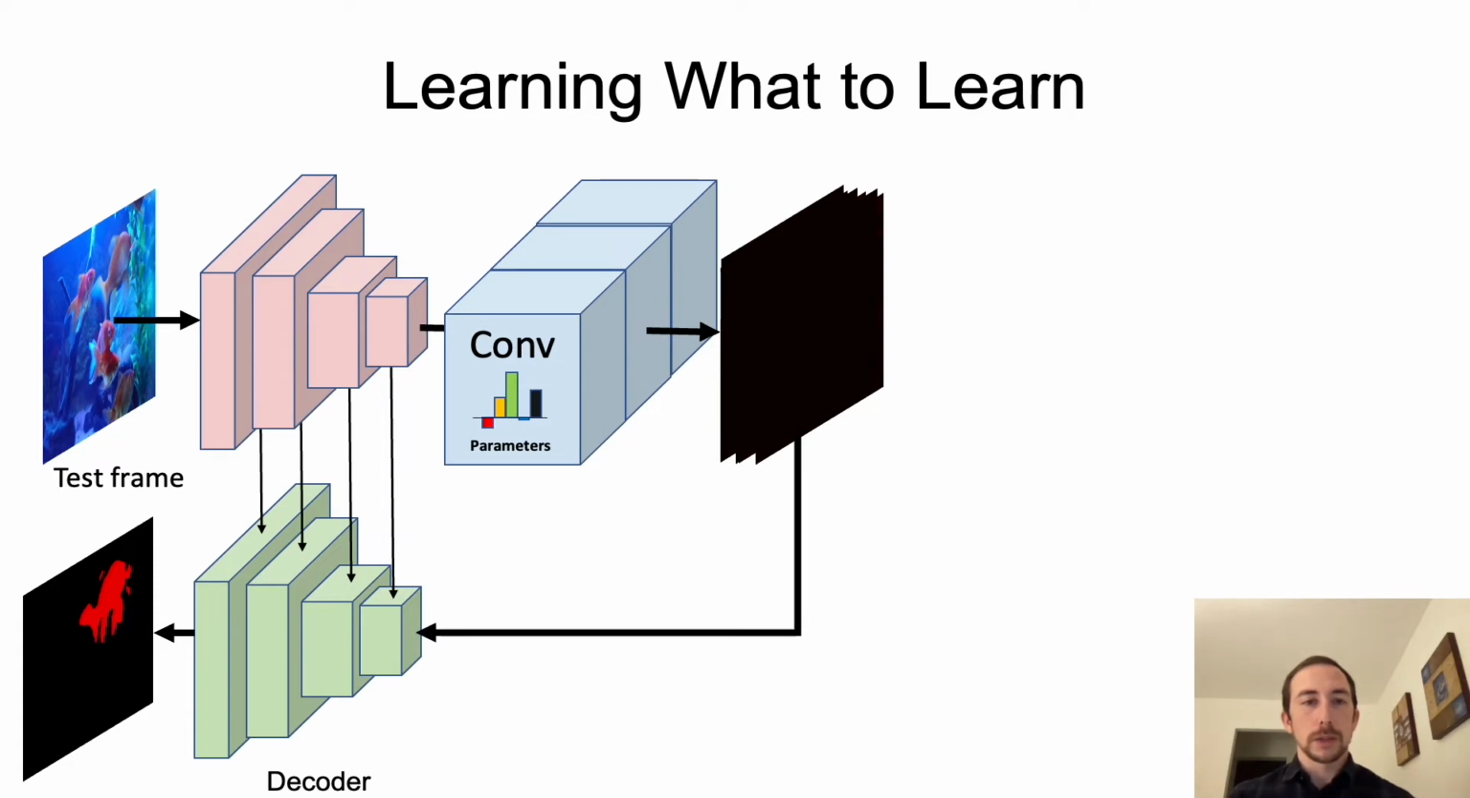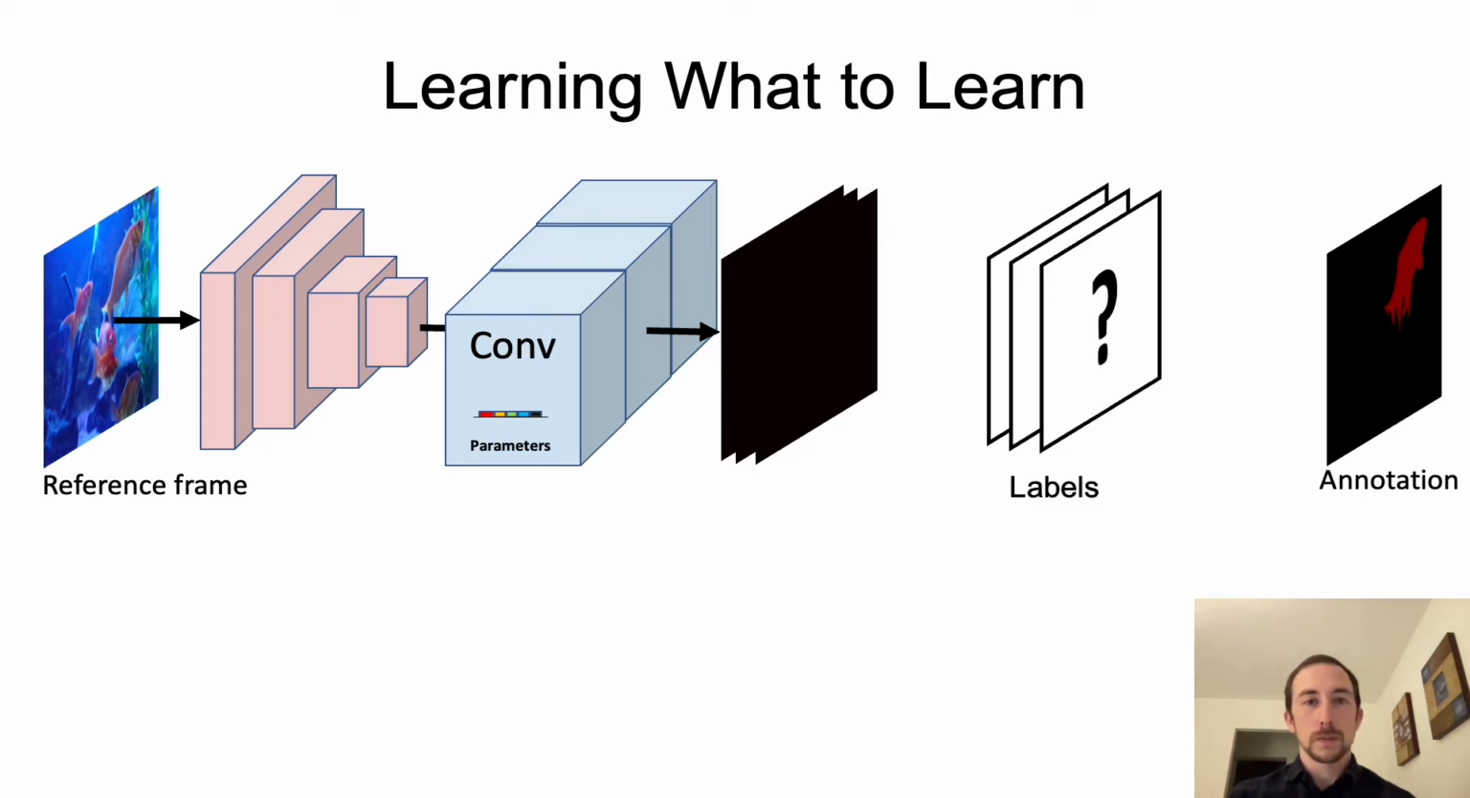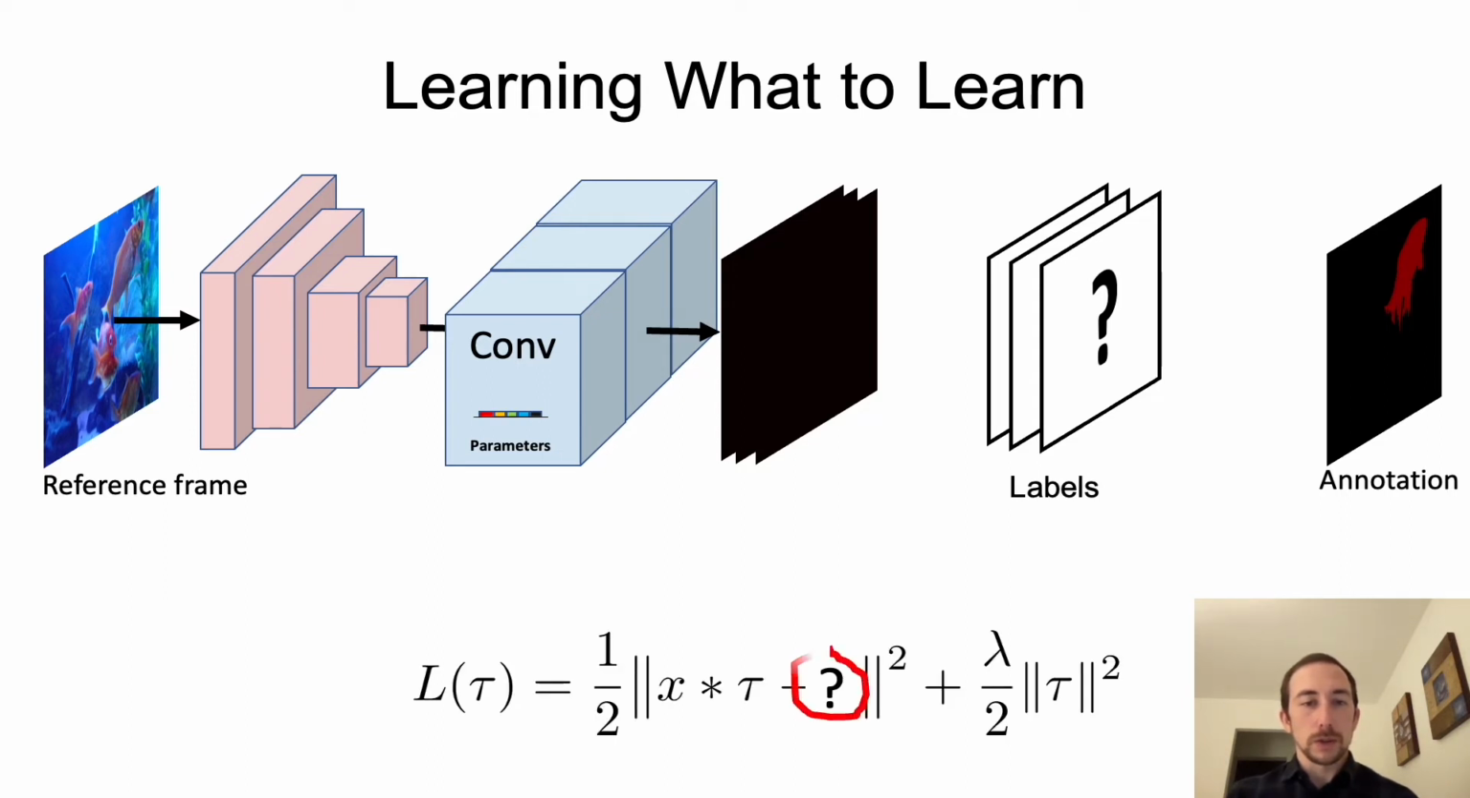The question now is how we can learn all these filters. So let's go back to the reference frame for that. Instead of a single channel mask, we now want to predict a multidimensional mask encoding. So what should be the labels for that? Or in other words, in our loss formulation, what should replace our y? What should be our target value? So the answer that we propose in this paper is that we can actually learn what these labels should be.